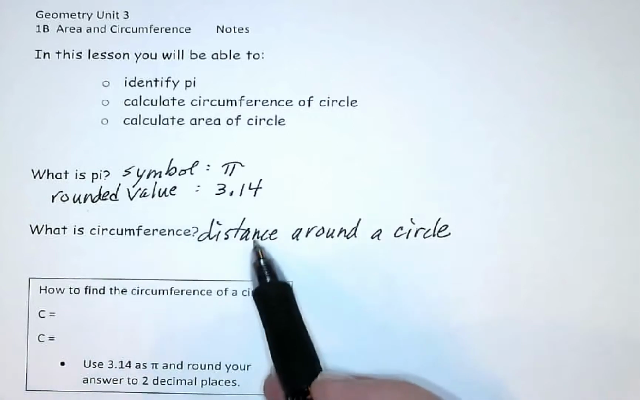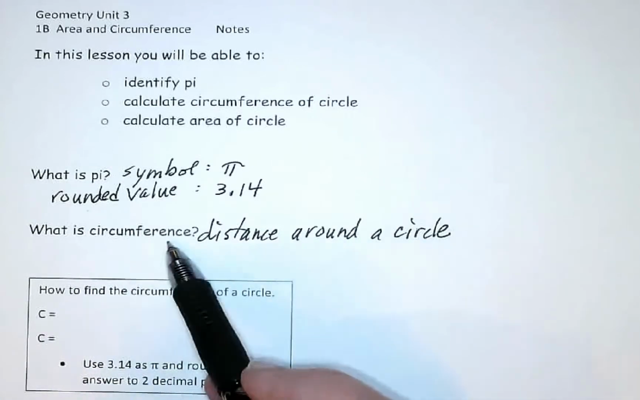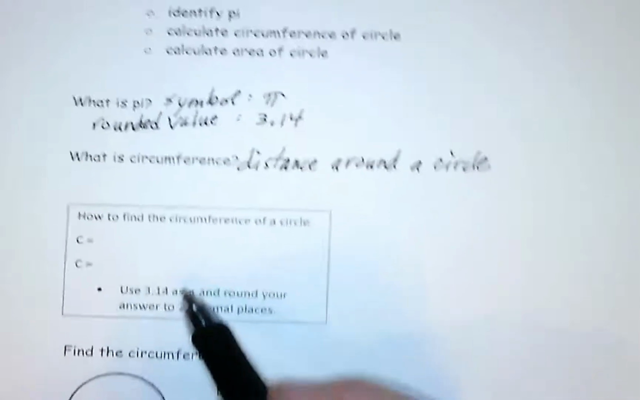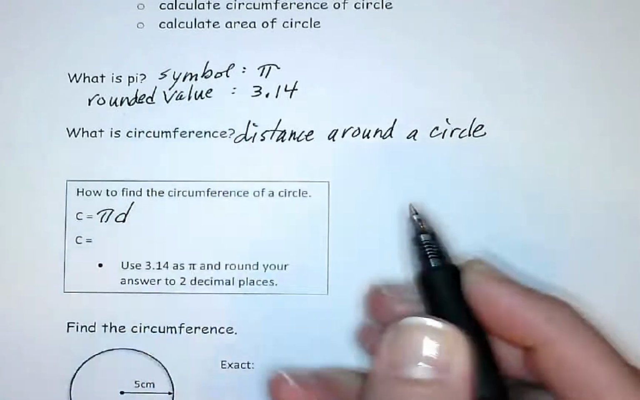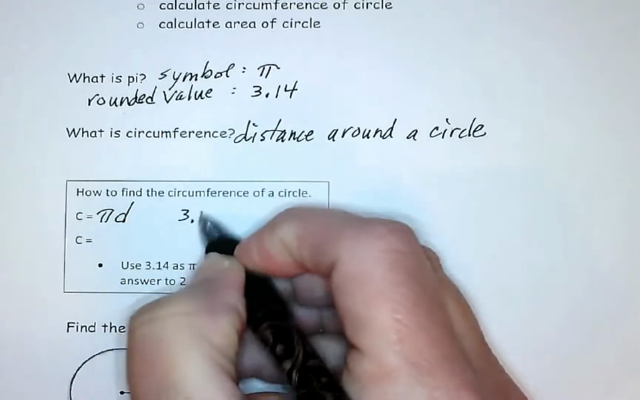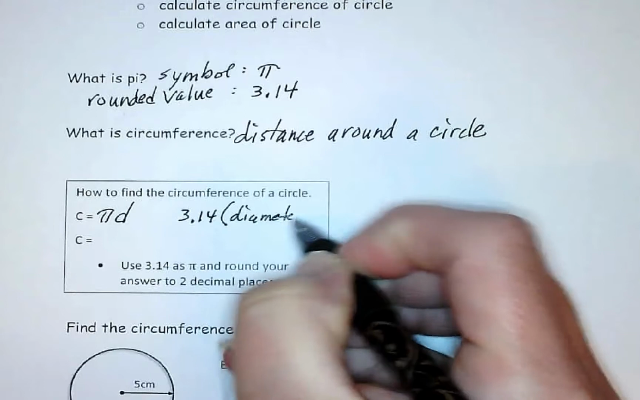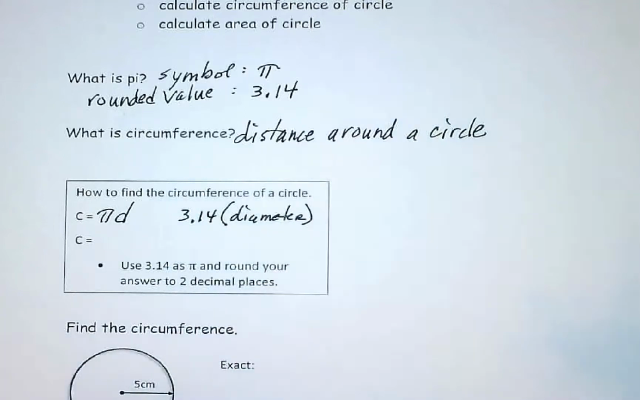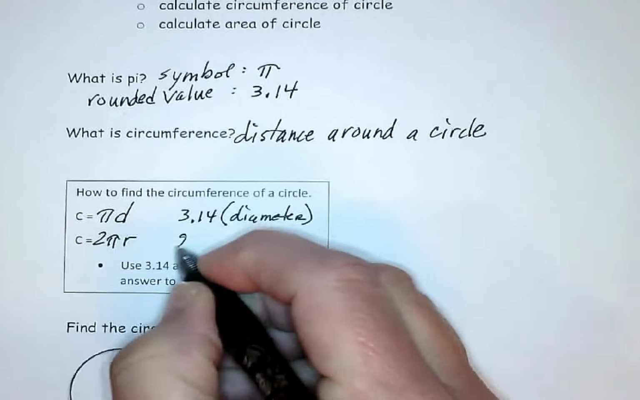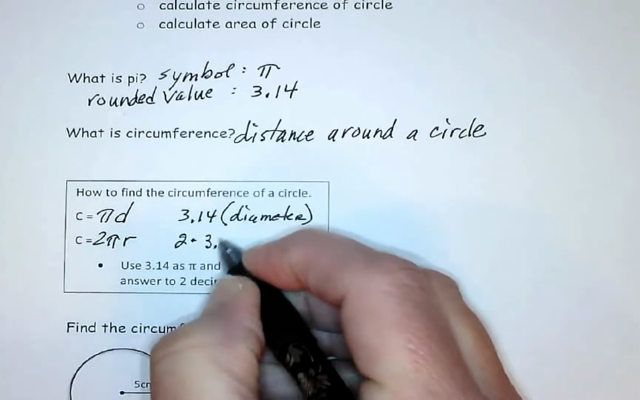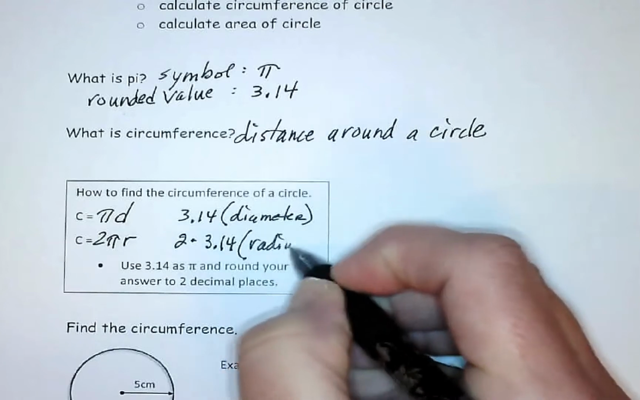So what is circumference? It's basically the distance around a circle. It's like the perimeter of a circle, but it's called circumference. We have two formulas for circumference. One is pi times d, so this is 3.14 times the diameter. The other one is 2 pi r, which is 2 times 3.14 times r, which is the radius.